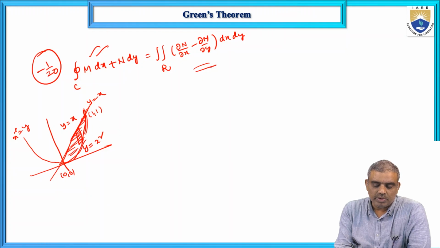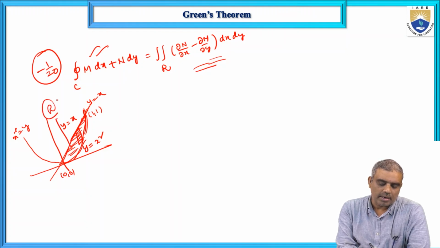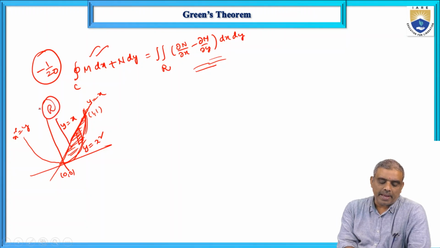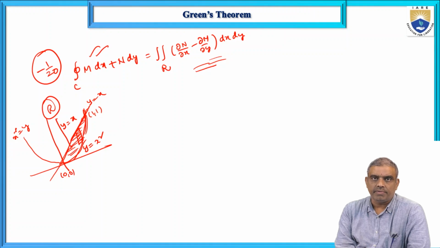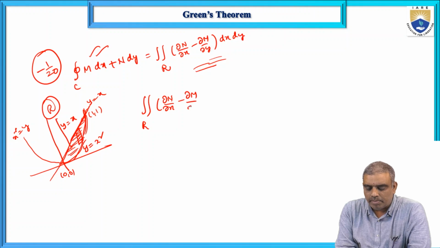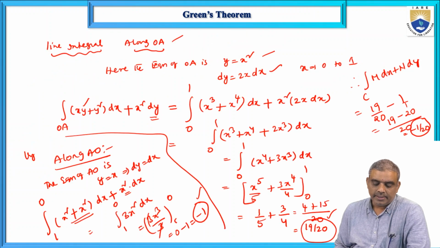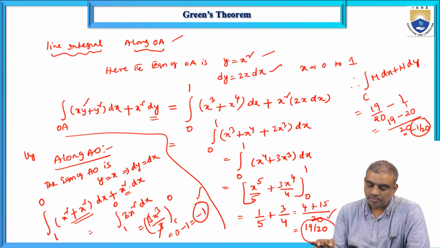So I have to evaluate the double integral. Double integral means we have to consider the strip inside the region. This is the region, capital R. On considering the strip parallel to y-axis, the limit for y will be a variable limit. That limit is from x square to x. So the double integral over R of dou N by dou x minus dou M by dou y dx dy is equal to, now first I want to find what M is here.